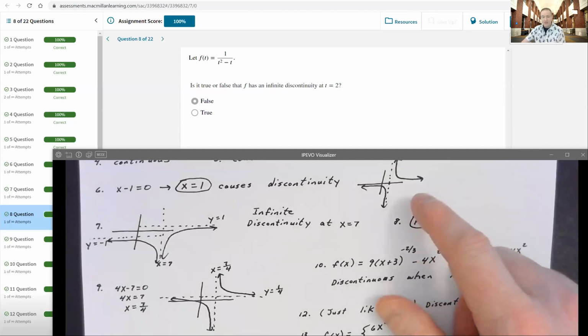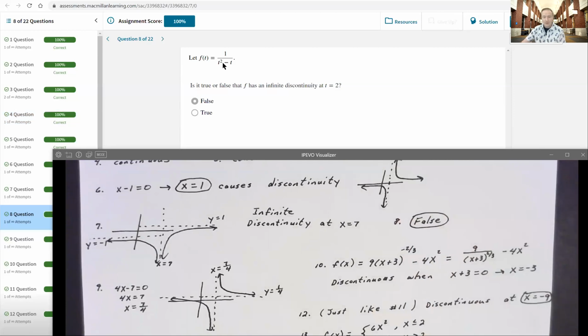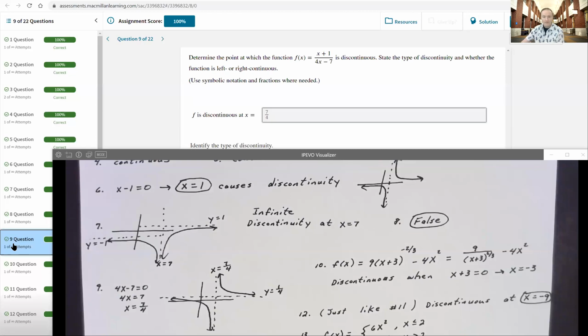It would be discontinuous if you factor that denominator. That denominator would factor to be t and t minus 1. So it would be discontinuous at 0 and at 1, because that function is not going to exist at 0 or 1. But 2, no problem.